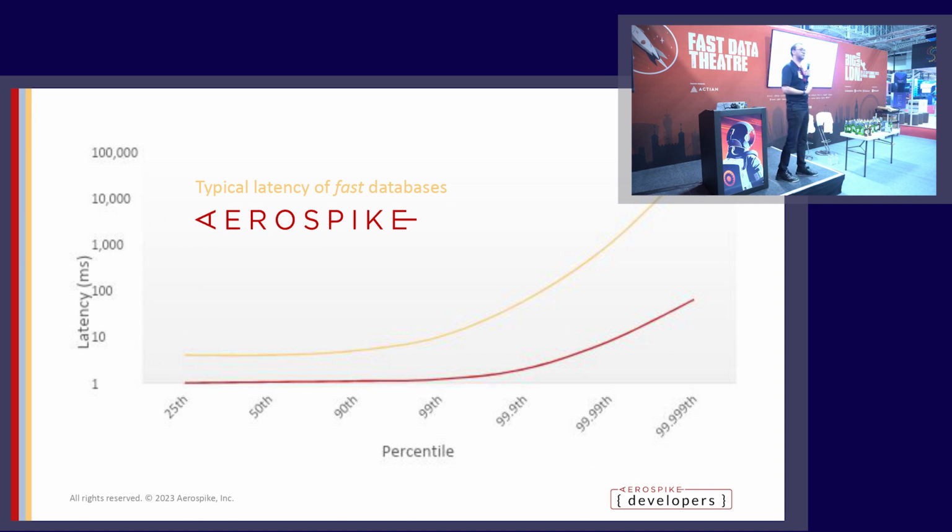But this is the result. When you compare Aerospike with other fast database technologies, we are much faster than them at 99 percentile. You can see that we are at less than 1 millisecond at 99 percentile. But even when you go to 99.9 or 99.99, we are still at a very reasonable latency. And that's why building a streaming-enabled database with Aerospike actually makes sense.